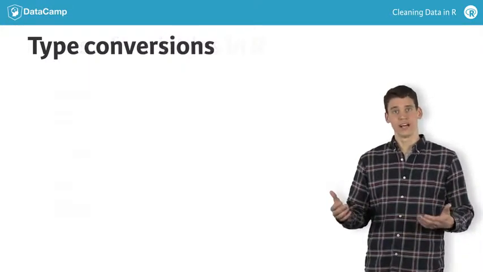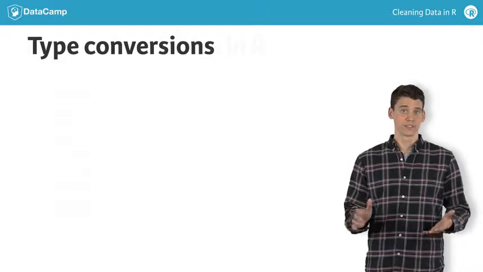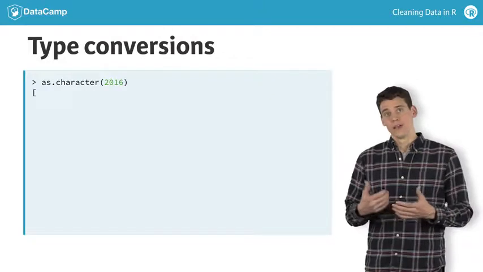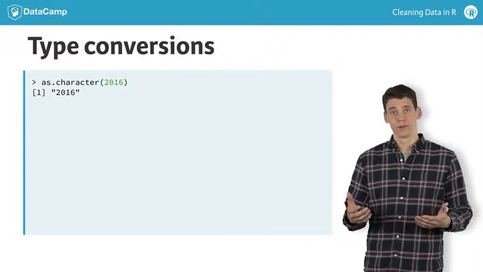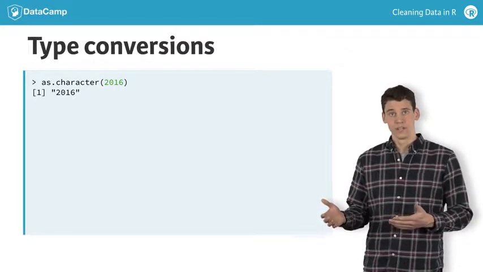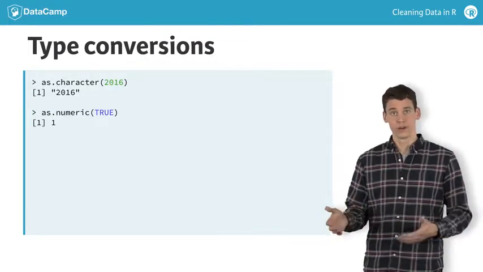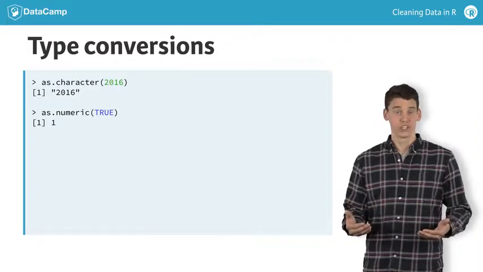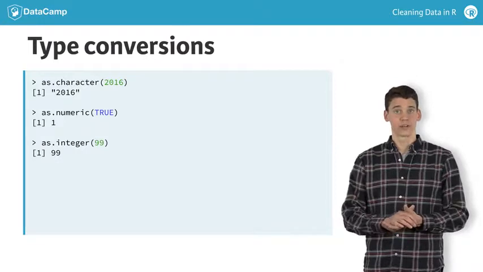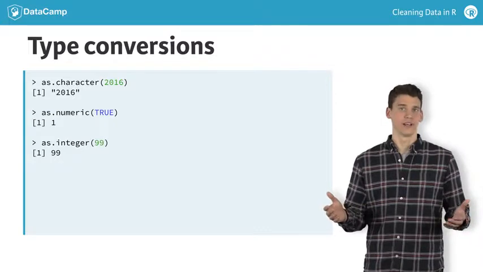Often, you'll need to adjust the class of, say, a particular column of data. Let's walk through some simple examples of type conversions, also known as coercions. as.character coerces the number 2016 to the character 2016. Interestingly, as.numeric coerces the logical TRUE to the numeric 1, which is the numeric representation of TRUE in R. as.integer coerces the numeric 99 to the integer 99, even though R doesn't print the letter L as a suffix.